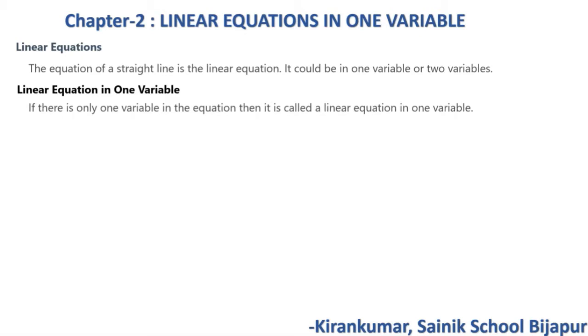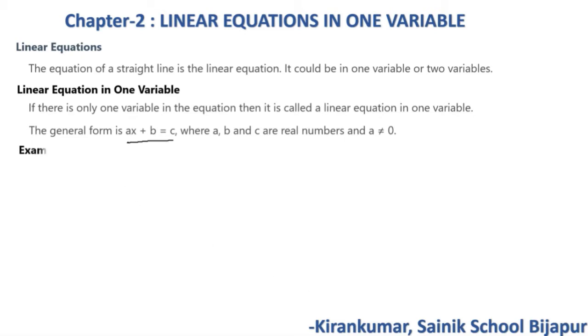The general form of linear equation in one variable is given by ax plus b equal to c, where a, b and c are real numbers and a is not equal to 0. This ax plus b equal to c is called general form. Here a should not be equal to 0. The moment a is equal to 0, it will no more be a linear equation in one variable, because the variable will be multiplied with 0, so no variable will be left out.